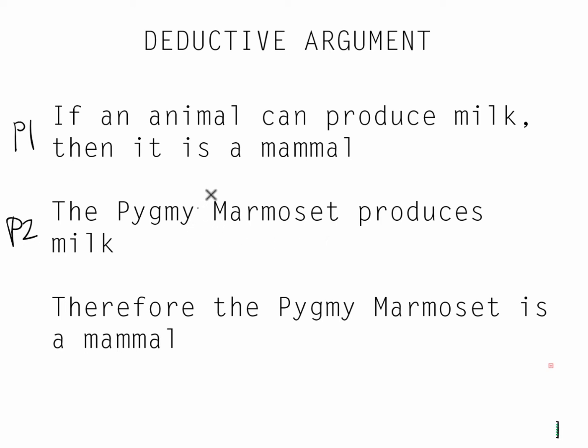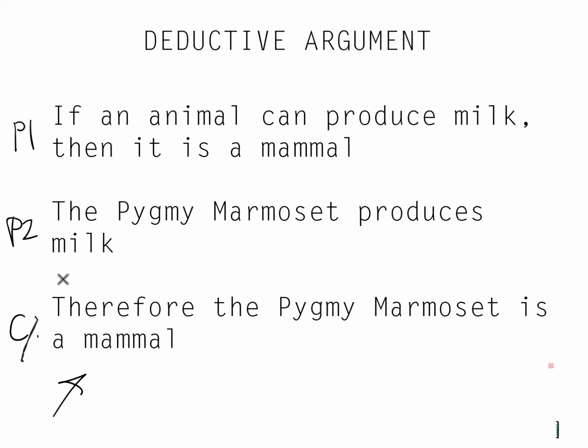If both these things are true together, well, you can determine that a pygmy marmoset is an animal that produces milk. So what is true of any animal that produces milk? It's a mammal. So you can conclude properly, it must be true that the pygmy marmoset is a mammal. So the truth of these premises work together to absolutely guarantee the proof of this conclusion.